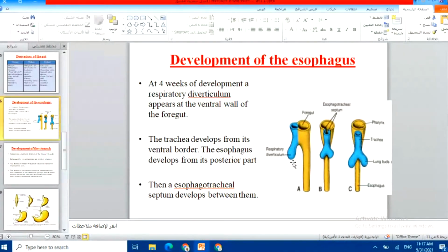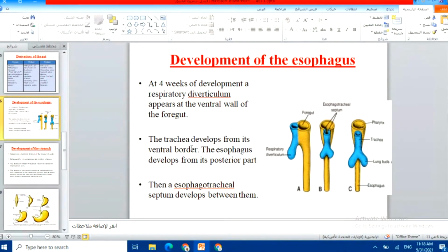Look, respiratory diverticulum appearance. Okay, يعني بعد ظهور respiratory diverticulum, and this will be located in the ventral wall of the foregut. Look, ventral wall of foregut. وين يكون موقع هذا respiratory diverticulum? It will be in the ventral wall of the foregut. Okay, the trachea later on will develop from its ventral border.